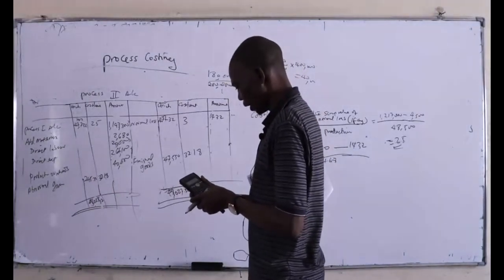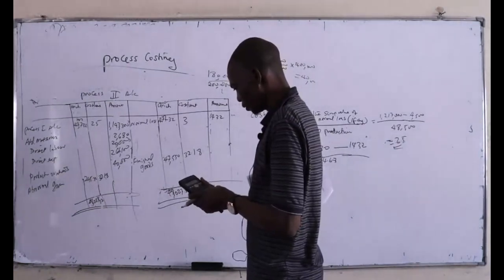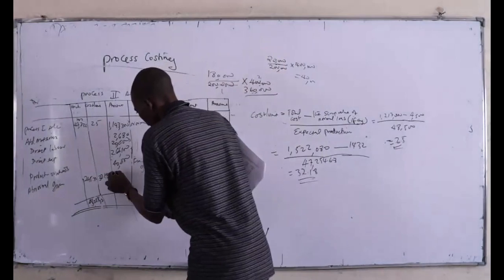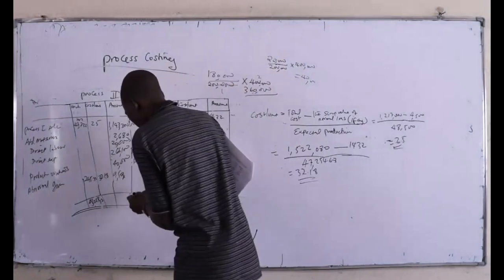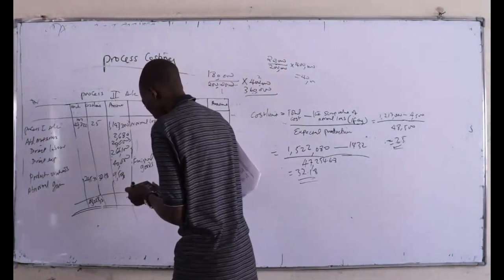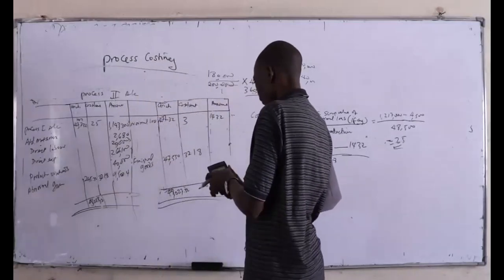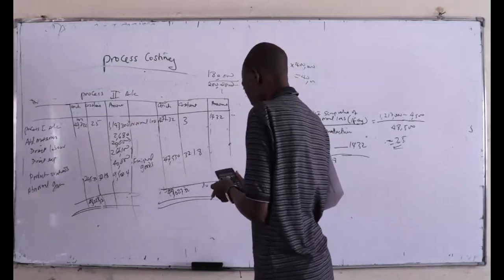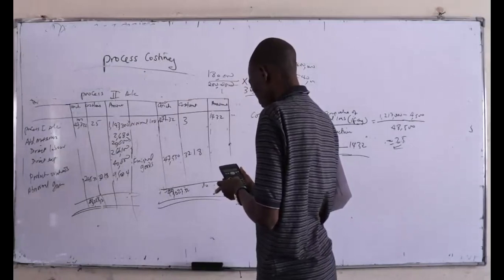So this is 295.32 times 32.18. That gives you 9,503.4. Now the other one, this side, 47,550 times 32.18.